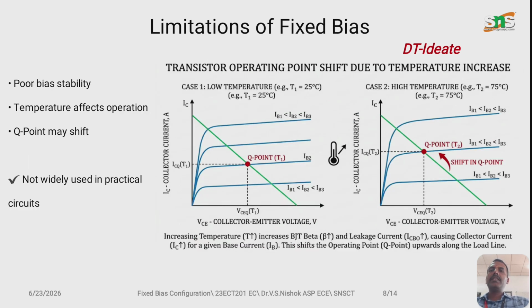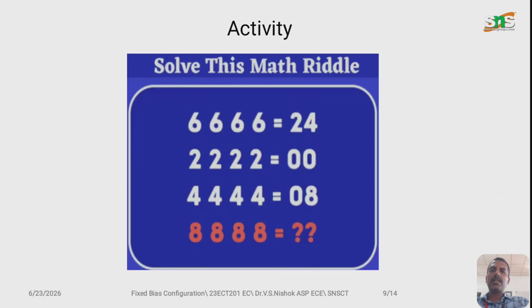Coming to the limitations of the fixed bias. Even though this circuit is very simple, it provides poor stability. When we use this transistor for any application for a long time, the temperature changes may affect it. An increase in temperature affects the transistor operation and characteristics, which may shift the Q point and lead to distortion. So this is not widely used in practical circuits.